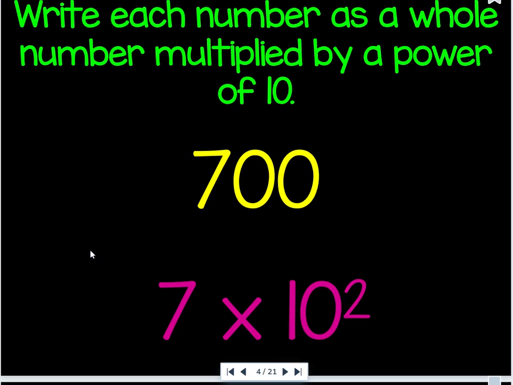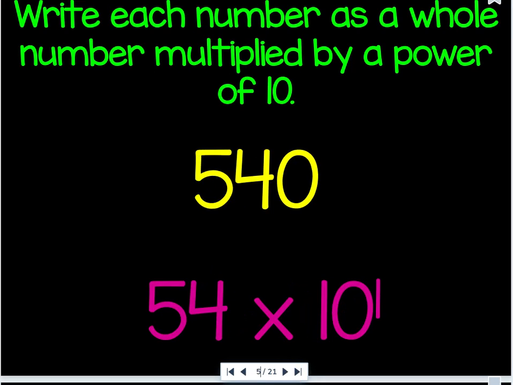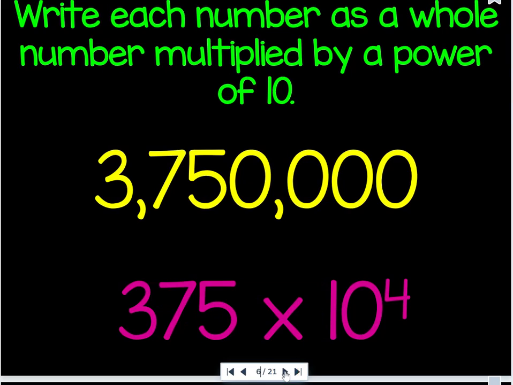Write each number as a whole number multiplied by a power of 10. So 700 is the same thing as 7 times 10 to the second power. 540 is the same as 54 times 10 to the first power. 3,750,000 is the same as 375 times 10 to the fourth power.